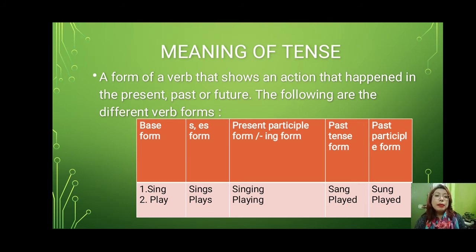Let us see one more example. Play. Example of a verb play. Then S or ES form, plays. Present participle form, ing form, playing. Past tense form, played. Most of the verbs in the past tense are made by adding ed, the regular form of verbs, right? You all have done this in your previous class. I have taught you regular and irregular verbs. Played, and the past participle form remains the same, played, right? Yes. Now let us move further, students.